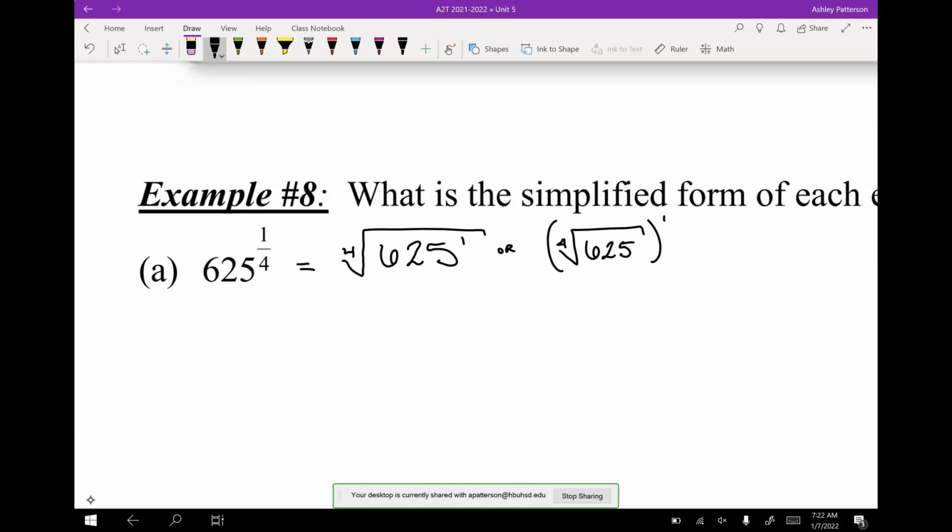In this particular instance, it doesn't matter which one we choose because anything to the 1st power is what? Itself, yeah. So that's not going to make a difference. What is the 4th root of 625? 5. Very good. Nice job. So we can simplify this down to 5, and we are done. Denominator is the index. Numerator is the exponent.